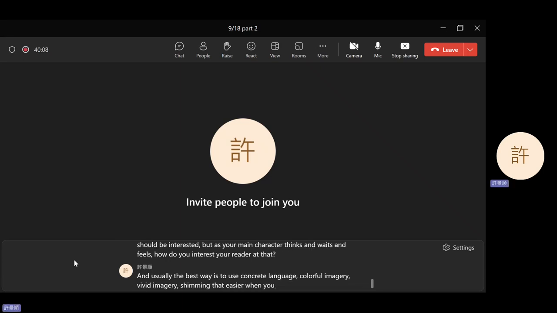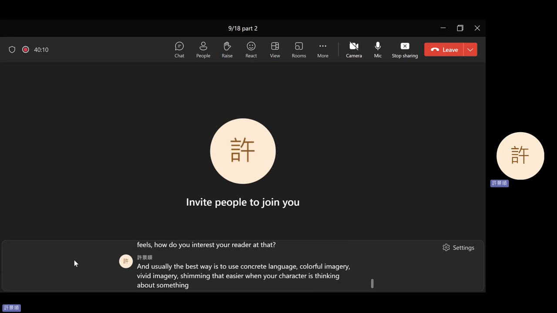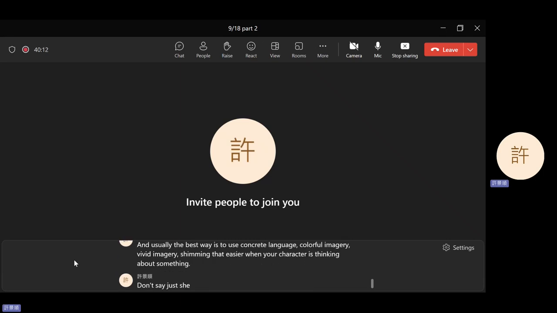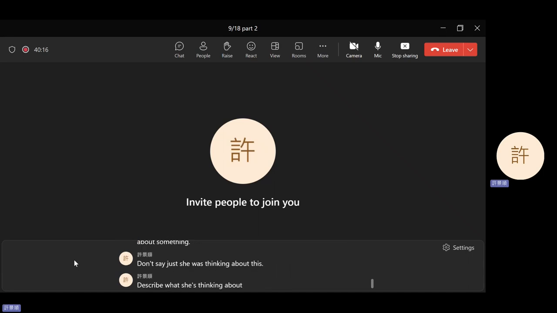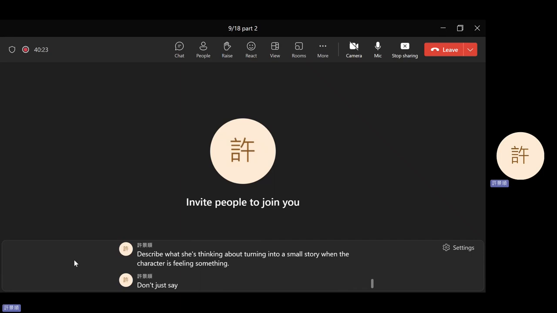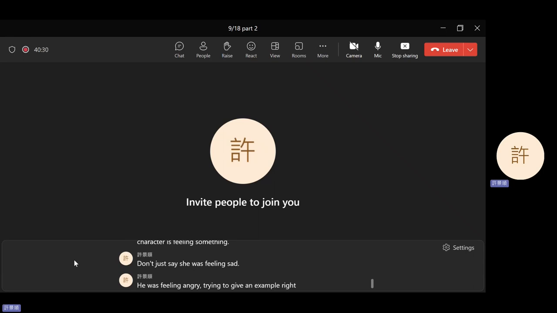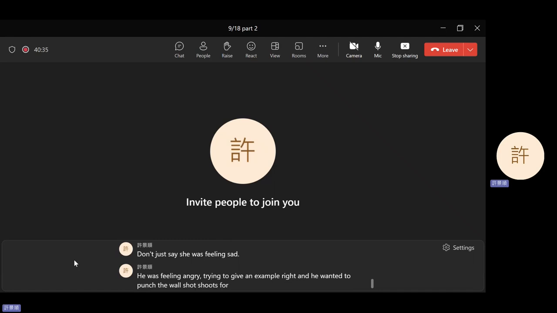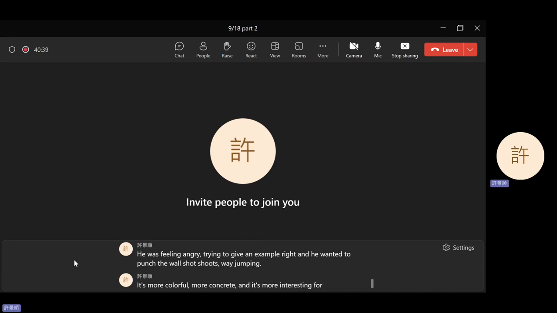When your character is thinking about something, don't say just, she was thinking about this. Describe what she's thinking about. Turn it into a small story. When the character is feeling something, don't just say, he was feeling sad, he was feeling angry. Try to give an example, right? He wanted to punch the wall. It's more colorful, more concrete, and it's more interesting for the reader.